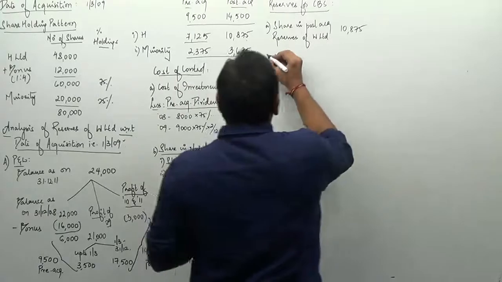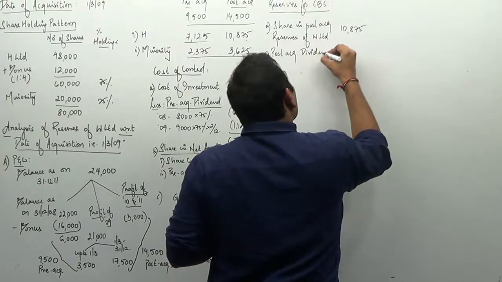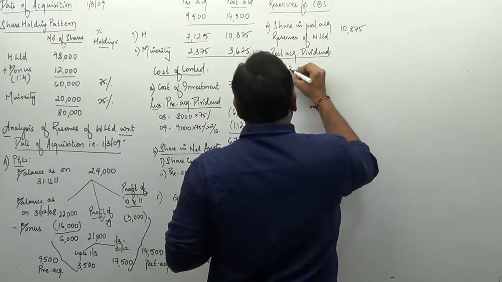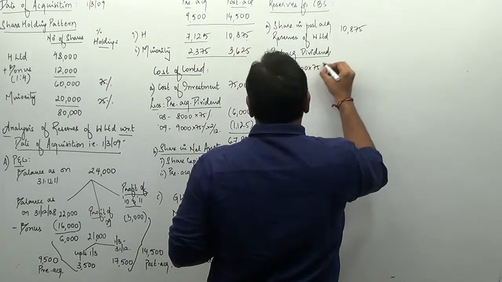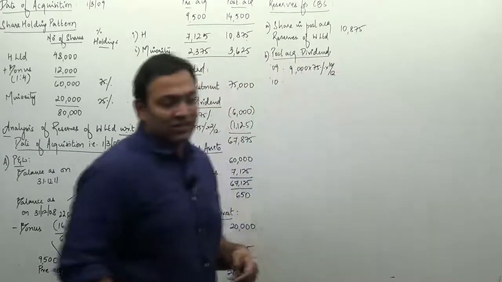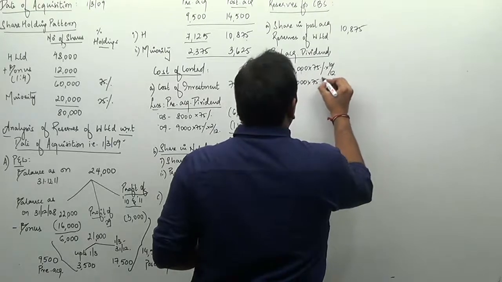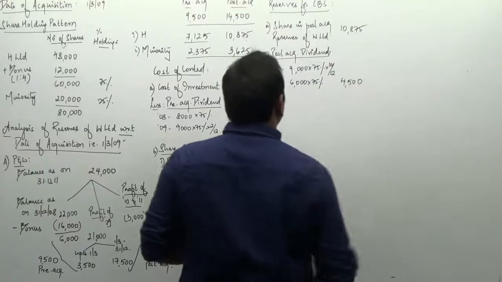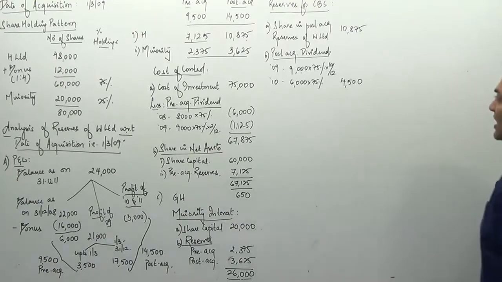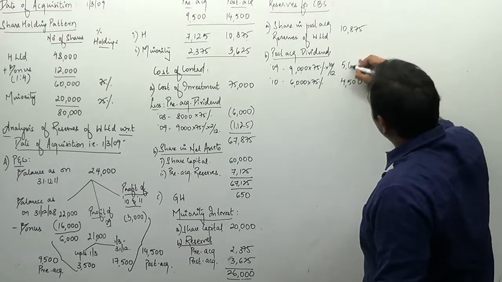Other than that, what I can add is the dividend. Post-acquisition dividends. I have something in 2009, I have something in 2010. 2009, sorry, total dividend is 9,000. My share is 75%. 10 by 12 can be taken as post-acquisition. 2010, entire dividend, you can take it as post-acquisition. So 6,000 is the total dividend. 75% is my share. This is 4,500. This one, 9,000 into 75% into 10 by 12. I think this is 5,625.